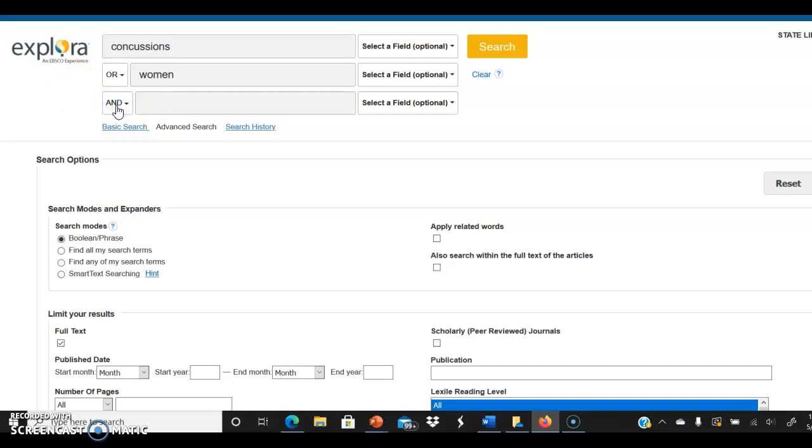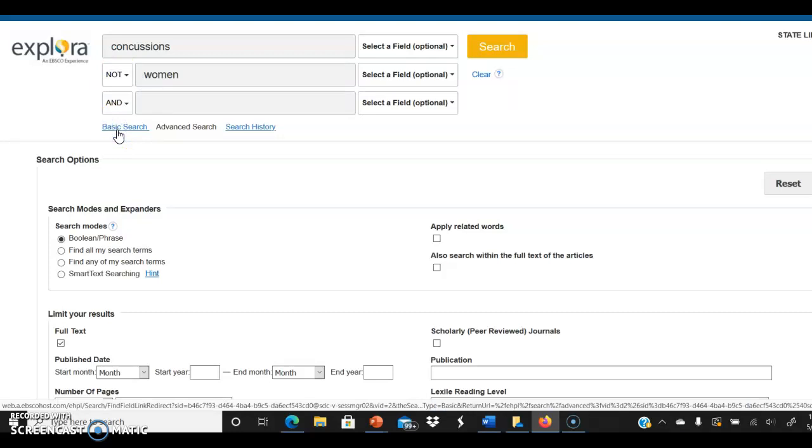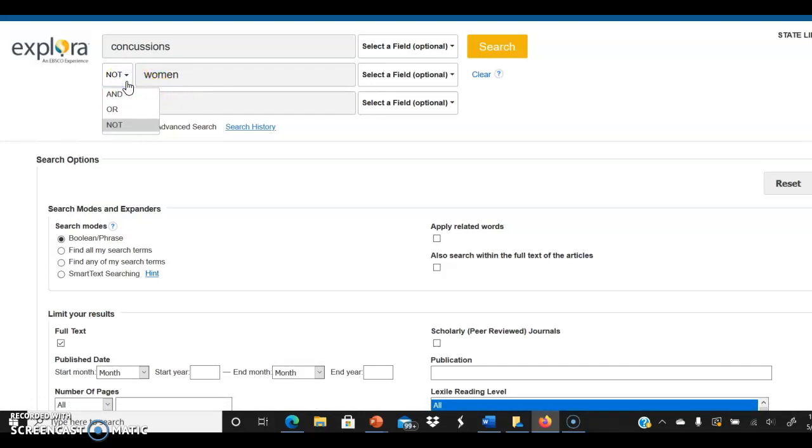Concussions or women will show us these two big subjects, anything related to concussions or women as a whole. So it would probably show a huge result, like 100,000 results. Or we can do concussions not women. So it would be anything related to concussions that does not have anything to do with women, most likely showing concussions in children or men or animals, who knows, but definitely not women. So the not also helps refine the results. And by refine, I mean make smaller.